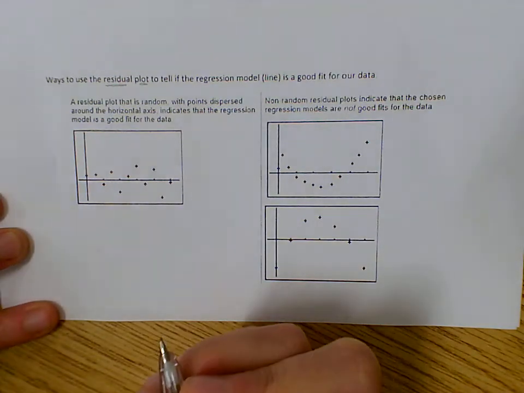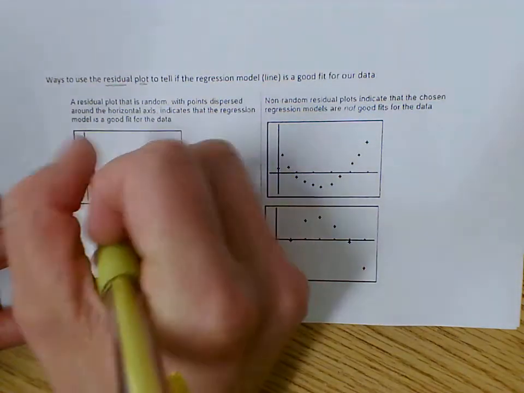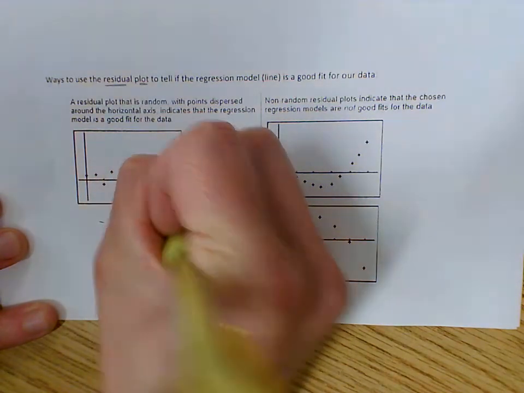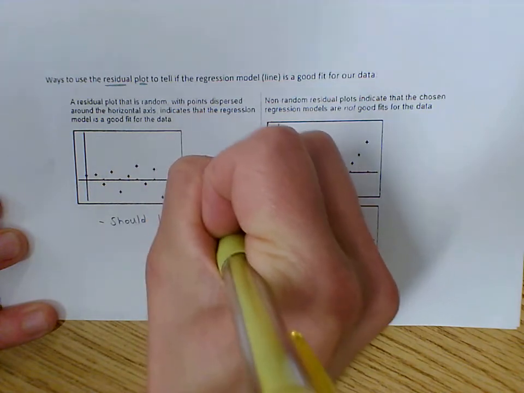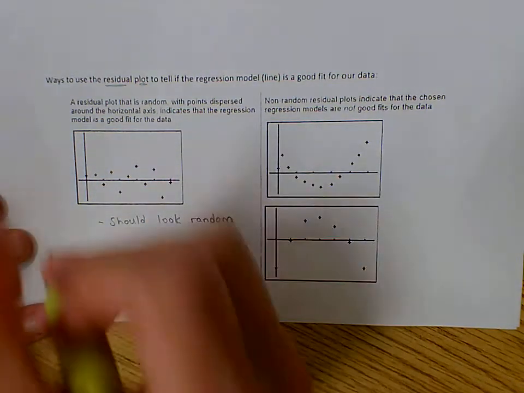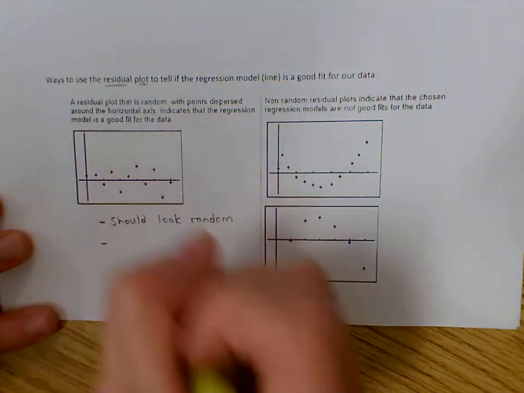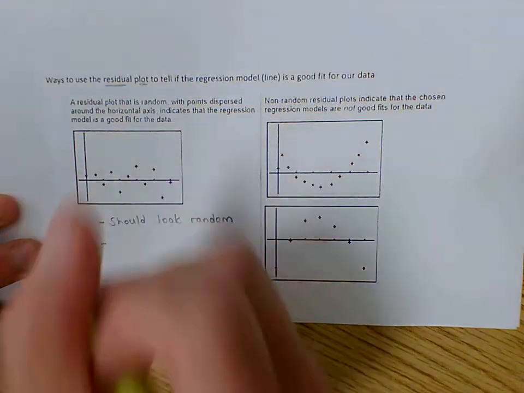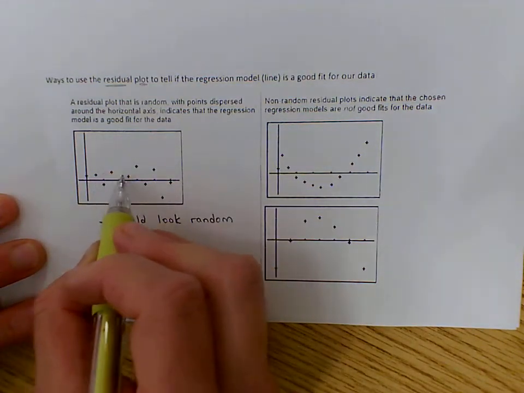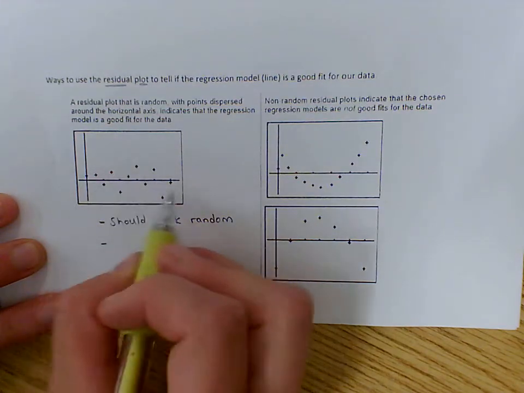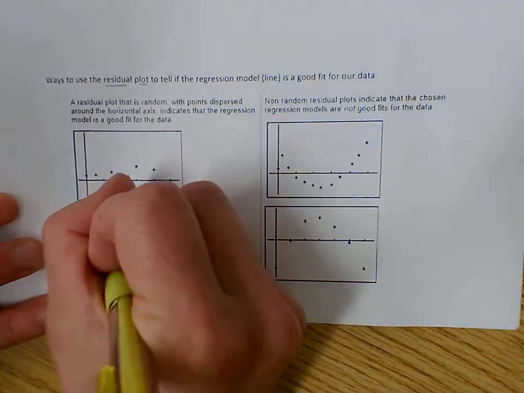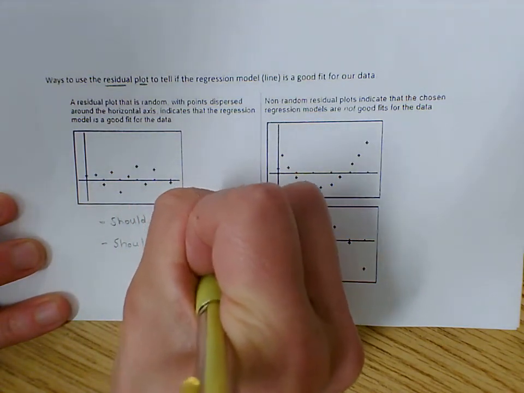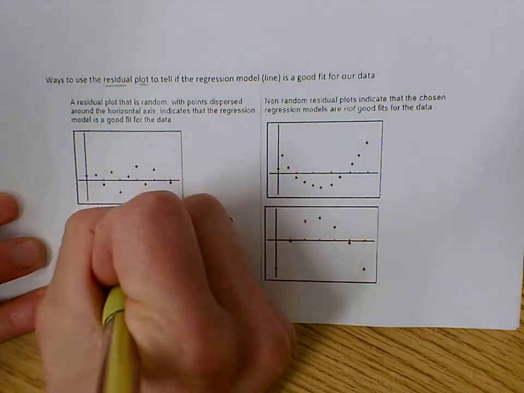Some things that you're going to look for: number one, the residual plot should look random. It's not going to really have any kind of pattern to it. The other thing is with those points, you should have about the same number of points on one side of your line as the other. So that's the next part: it should be evenly dispersed around the x-axis.